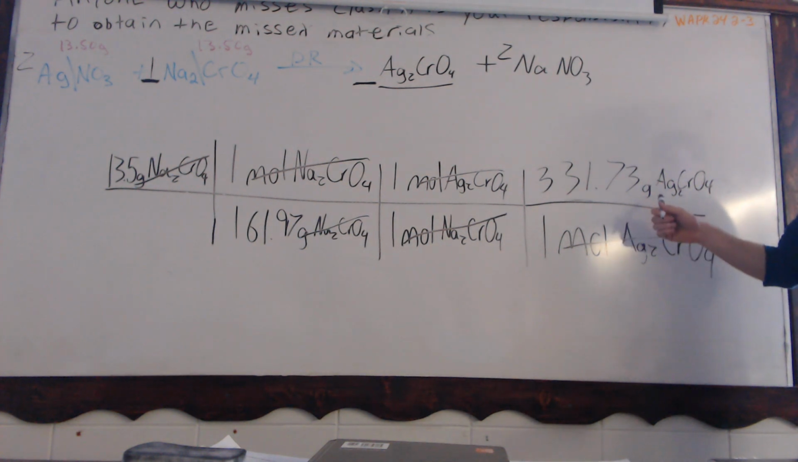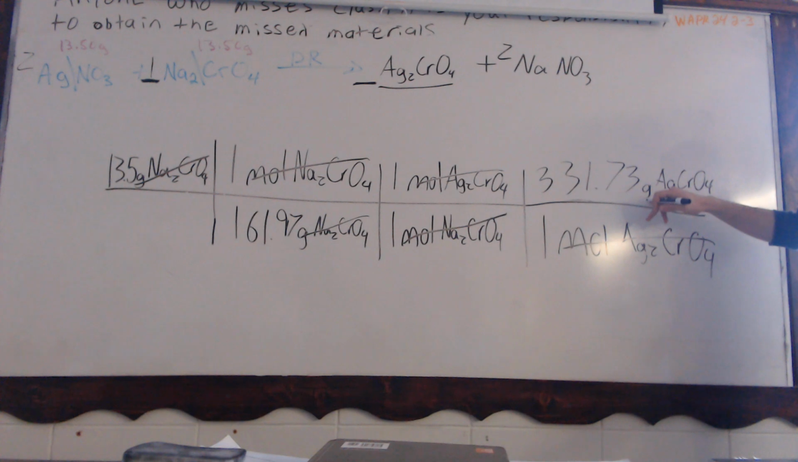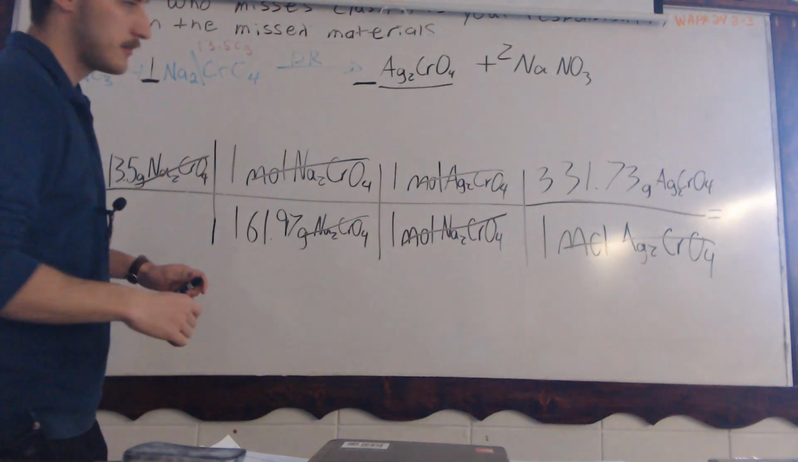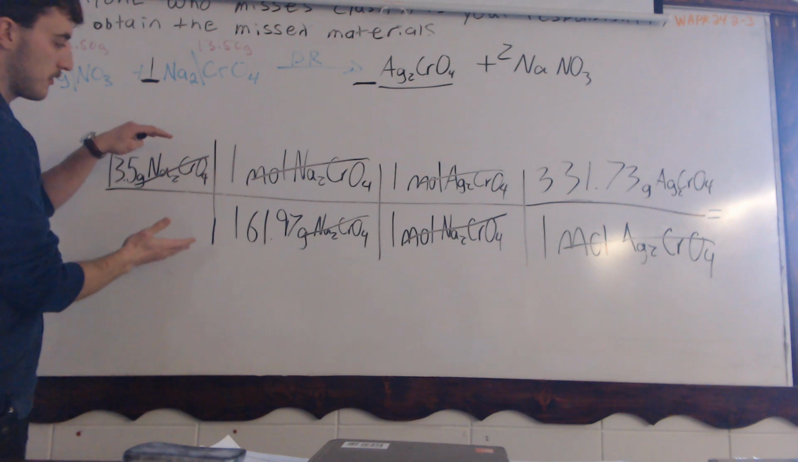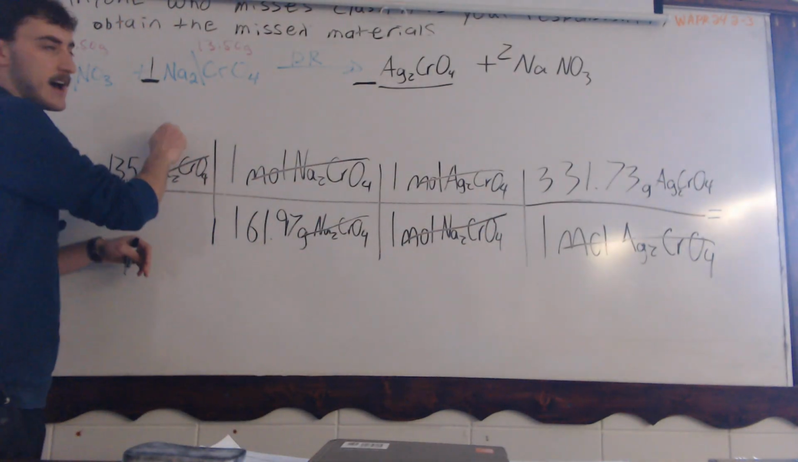So this is what we end up with. This does not cancel because this is what we're left with. So all those units canceled out, but we still have this. So we'll multiply everything on top, and then we'll multiply everything on the bottom, and then we'll divide the top from the bottom.